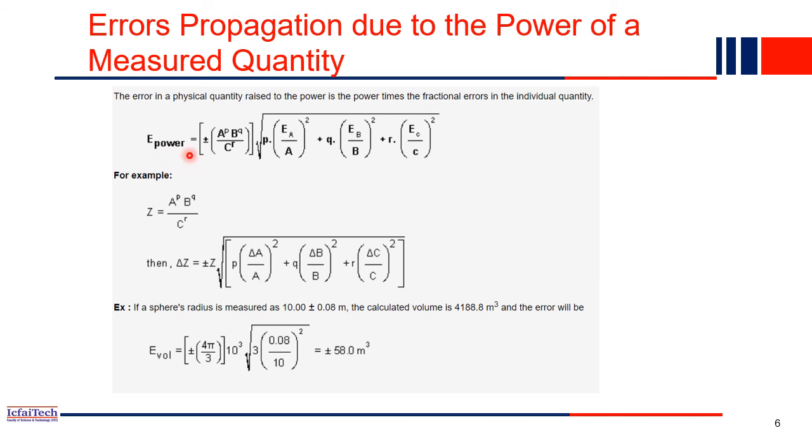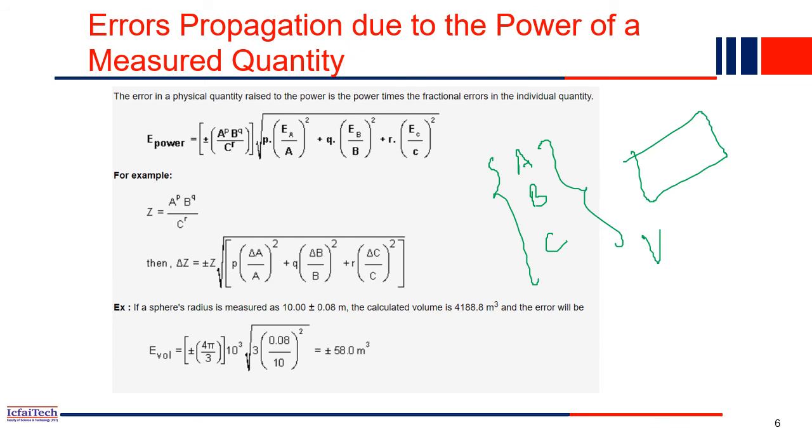For example, let me write it here. You have some measurement a, another length measurement b, another length measurement c. So you have three measurements. Now you want to compute some parameter, some value, and that value should be a to the power p, b to the power q, and c to the power r. So in that case, how the error will be propagated in the power, that we are seeing here, and this is the formula for that.